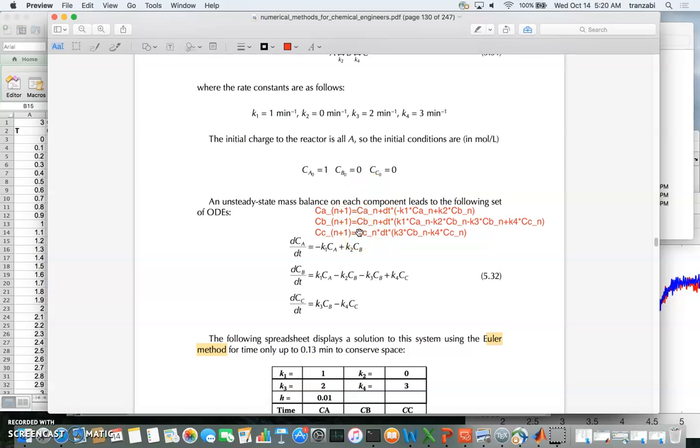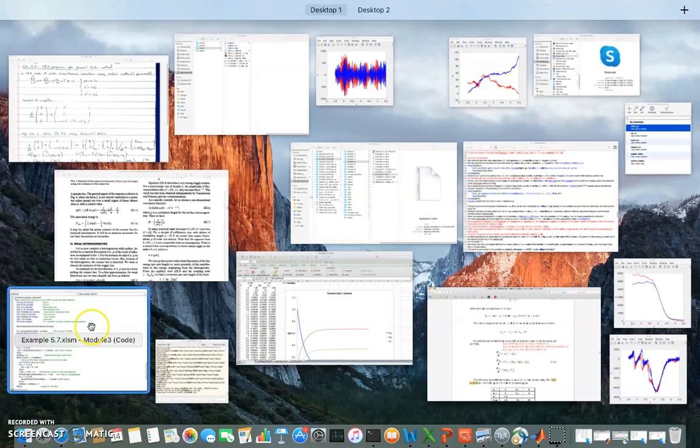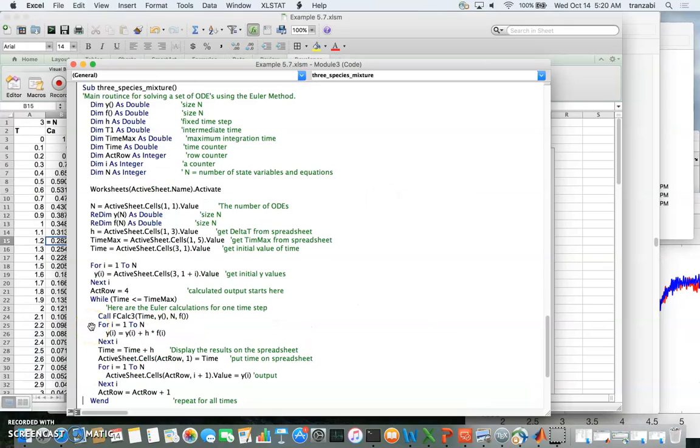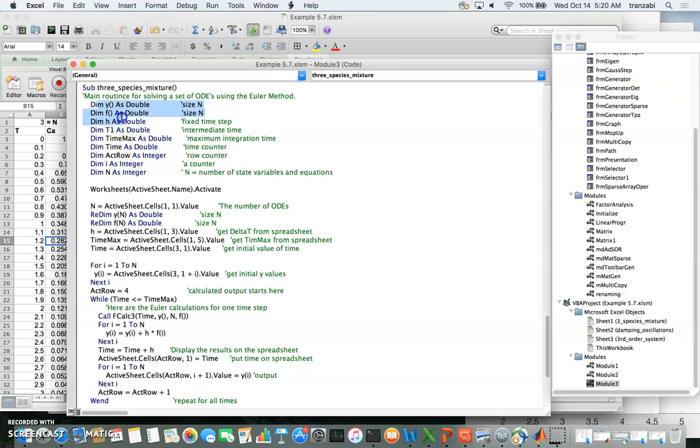Okay, so all we do is we need to code these three equations into the VBA script that we got from example 5.7. So this is basically the VBA from 5.7 with a little bit of modification. So we're going to introduce y and f as before. So this is exactly from example 5.7. We haven't changed anything yet. H is the delta t. T1 is intermediate time, maximum time, current time. The current row number and I and n are two integers.